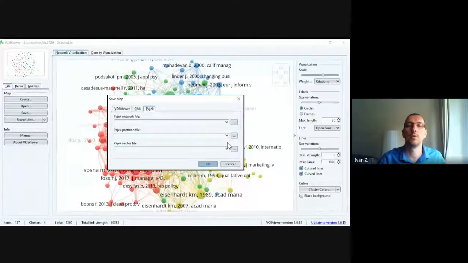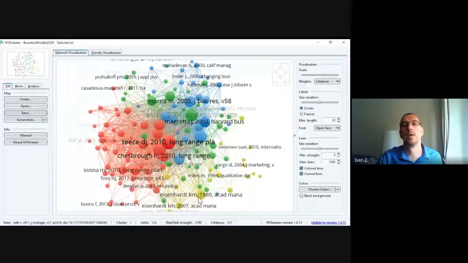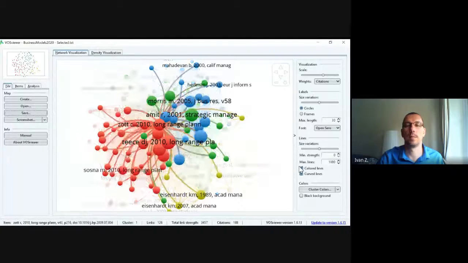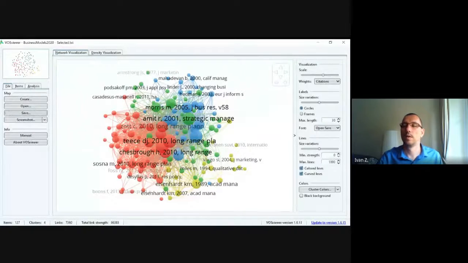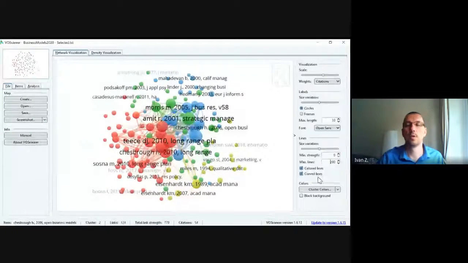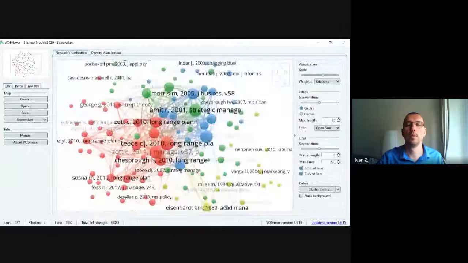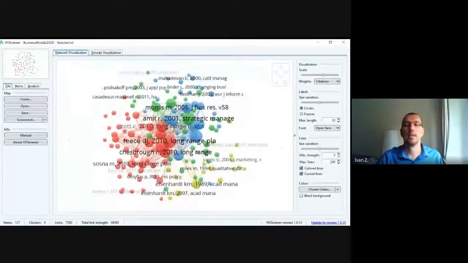For example, you can export it to Pajek, and Pajek is network analysis software that has much more extensive use for network analysis, right? You can also limit how many lines you will show if you want to have it more readable, and so on, right? And here we have, I think it was 127, and this is basically already pushing the limits of how many publications we can see in one map.